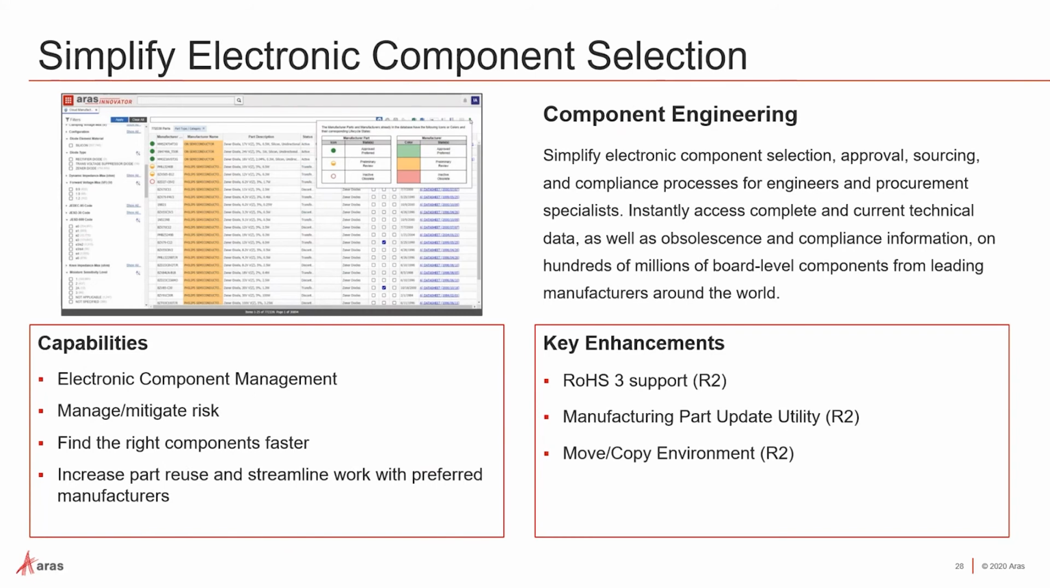Component engineering is our application for electronic component management, and it leverages a normalized part database from IHS Markit with over 500 million parts. In 12, CE now supports the RoHS 3 directive by providing data for additional restricted substances. The manufacturing part update utility allows customers to mass update their manufacturer parts to include new data that's being added from the IHS database. And then finally, we have a new move and copy environment command, which helps with setting up multiple Aras CE environments, such as production, development, and testing.